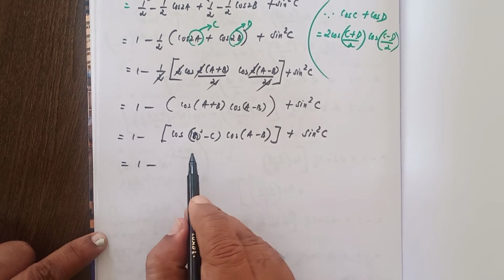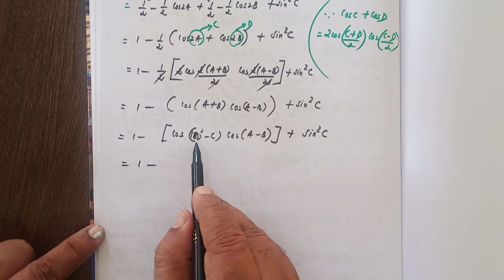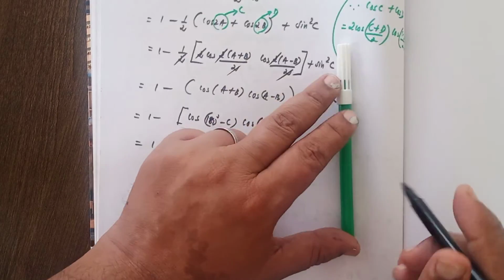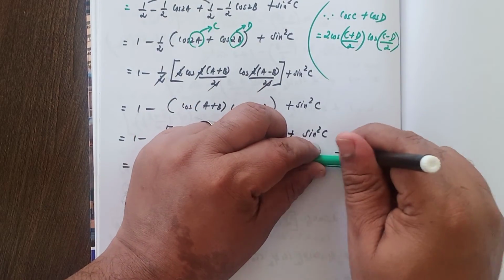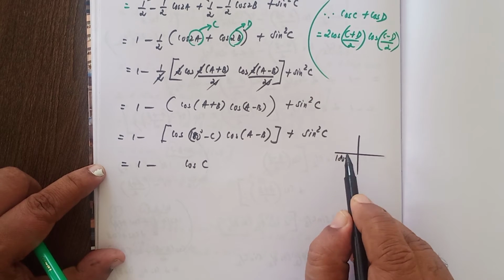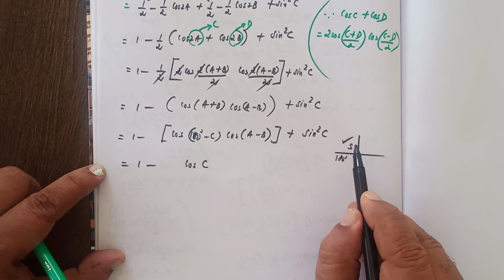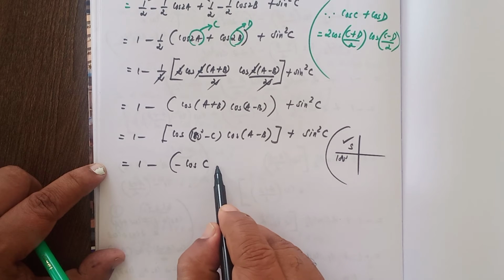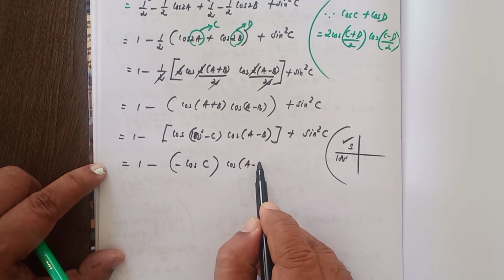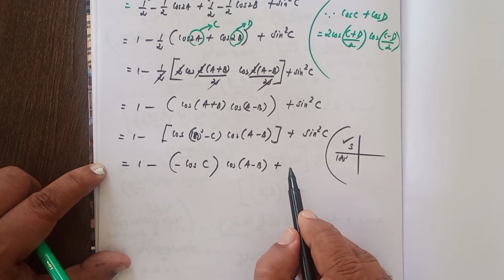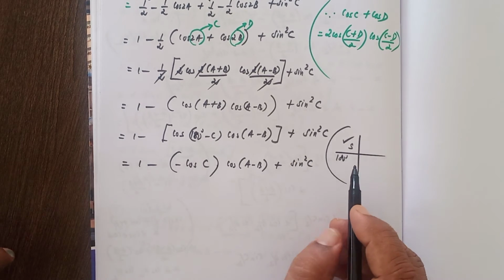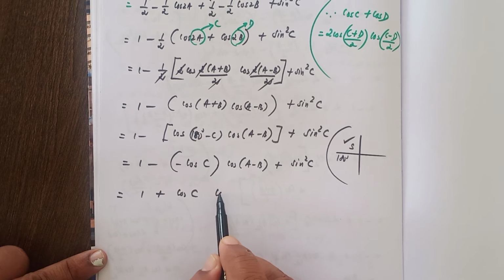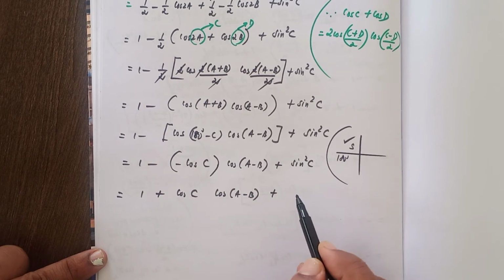That is equal to 1 minus, now we can go for the ASTC concept. For 180, cos becomes cos. The angle is C. 180 minus C lies in the second quadrant. In the second quadrant, sine only is positive. What is here? Cos. Therefore, it is negative. And into cos of (A minus B) plus sin squared C. That is equal to 1 minus into minus, plus cos C cos of (A minus B), plus sin squared C.